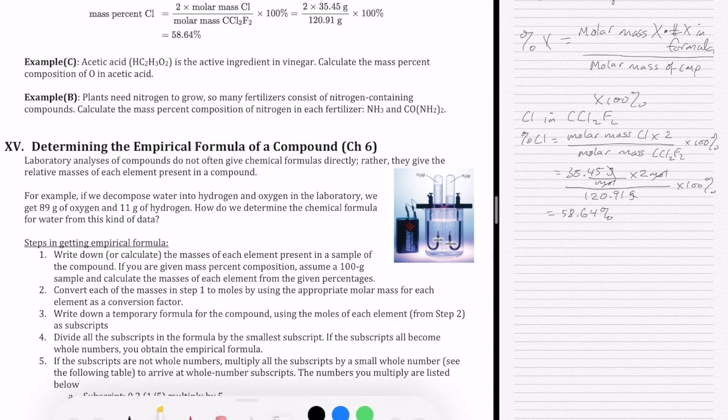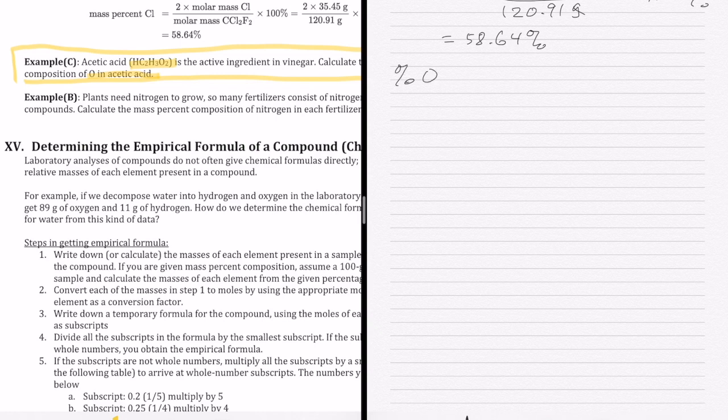So let me show you one more example, with acetic acid. It says calculate the mass percent of oxygen in acetic acid, and they give you the formula of acetic acid right here. So percent oxygen in acetic acid. Again, we would do the same thing: molar mass of oxygen times number of oxygen in compound over molar mass of compound times 100%.